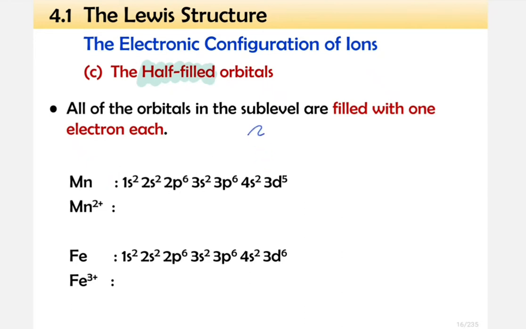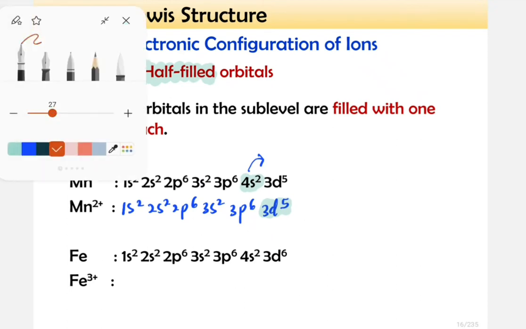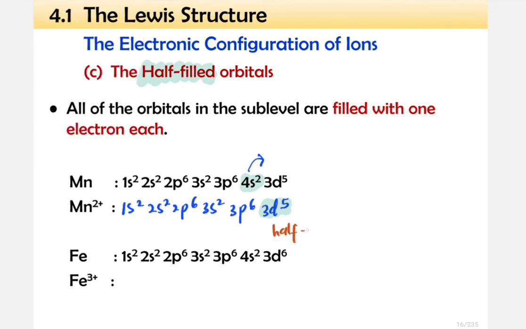Kalau 2+ means it will remove electrons from here. Remember, from 4s first before 3d. Kalau kita remove 2 elektron dari sini, the electronic configuration would be 1s2, 2s2, 2p6, 3s2, 3p6 and 3d5. Jadi dia dah dapat 3d5 ni. Itu adalah half-filled orbital dan sangat stabil lah kalau kita compare dengan partially filled.